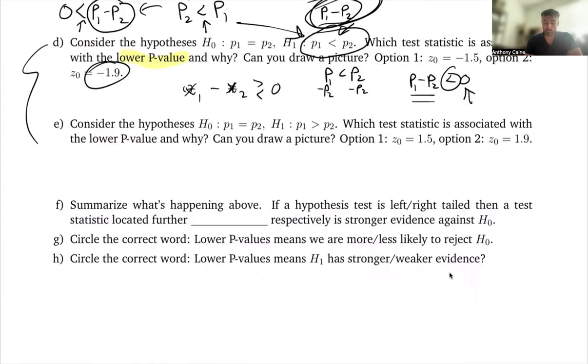Summarize what's happening above. If a hypothesis test is left or right-tailed, then the test statistic further left or right, respectively, so you have to move in the same direction, is stronger evidence against H naught. Lower p-values means we are more likely to reject H naught. Lower p-values means H1 has stronger evidence, right? So being able to understand this whole interplay is kind of nice.